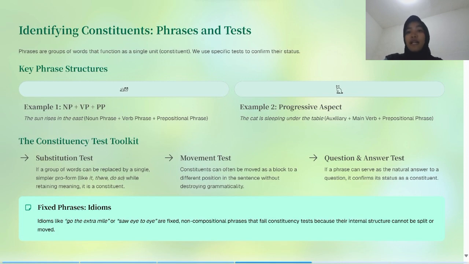The same applies to "our teacher goes the extra mile to help students." Each phrase, the noun phrase, verb phrase, and prepositional phrase, can be replaced or moved as a single unit. These tests help us identify which parts of a sentence belong together structurally.